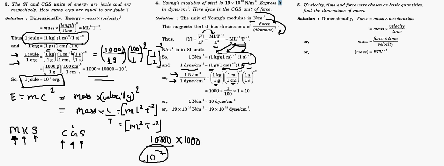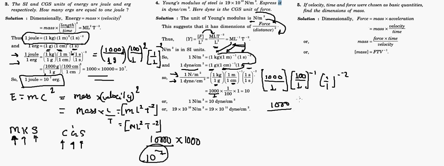Once again, 1 kg will be converted into gram, so 1 kg is 1000 gram. This 1 gram remains as it is, and the gram and SI unit will cancel. 1 meter can be written as 100 centimeter, and 1 centimeter as it is, but since the inverse is there, it will get reciprocal. And 1 second raised to power minus 2 doesn't matter. So this 1000 is as it is, and 100 with the inverse will become 1 upon 100. So finally we get 10 as the answer.